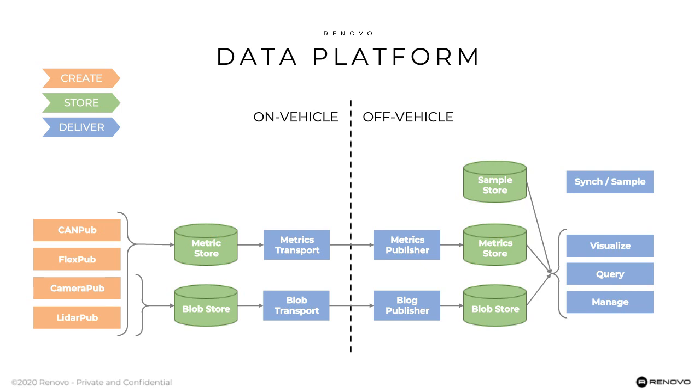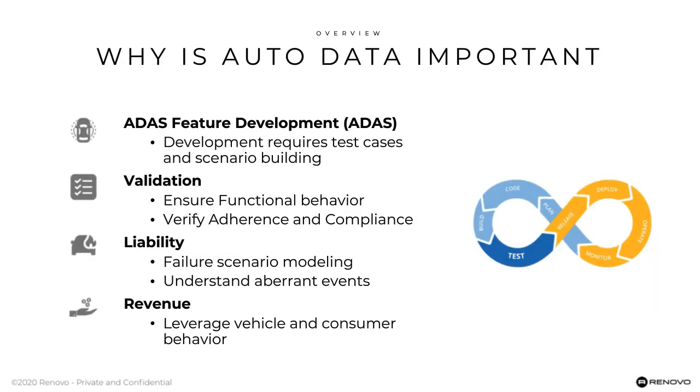So having said all that, that's how our system works at a very high level, a simplified level. Why is data important? So we look at this as 4 primary categories. The first one is hopefully fairly obvious to the audience: feature development. We have all of our engineers, all the OEMs have their engineers running around. They're trying to develop new ADAS features, whether it's lane keeping or adaptive cruise control, or they're trying to improve these systems. In order to build and improve those systems, it requires test cases and scenario building.